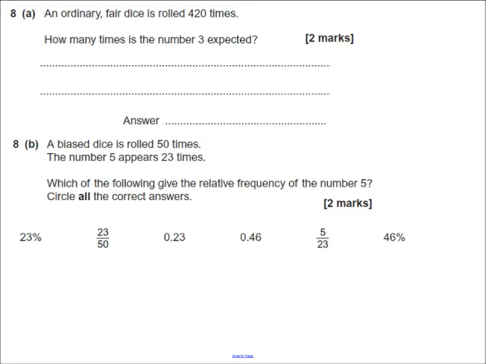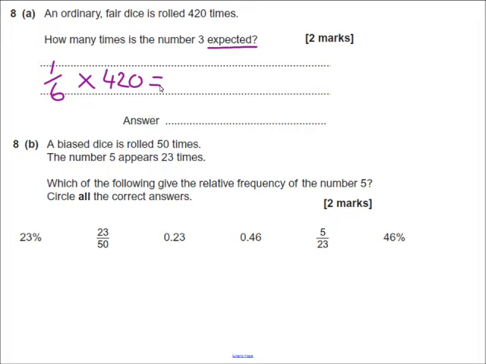Question 8a. An ordinary fair dice is rolled 420 times. How many times would you expect the number 3? So this is expected frequency, which is our probability times the number of times we do something. So the probability of rolling the number 3 is a 1 in 6 chance, because there's one number 3 on a fair die. And then we need to multiply that by 420 to work out the number of times we would expect to see the number 3.